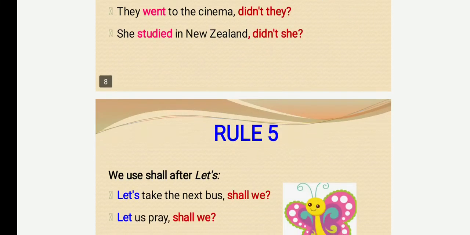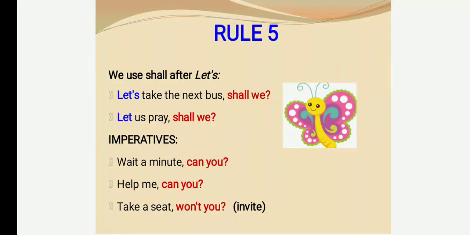Then what is rule number 5? There are a few sentences which begin with the word let. Let us play. Let's take the next bus. If the sentence begins with the word let, we have to use the helping verb shall we. So the question tag for a sentence beginning with let is shall we. And there are imperative sentences. In those kinds of situations, if the sentence is inviting someone, we have to use will you or won't you.